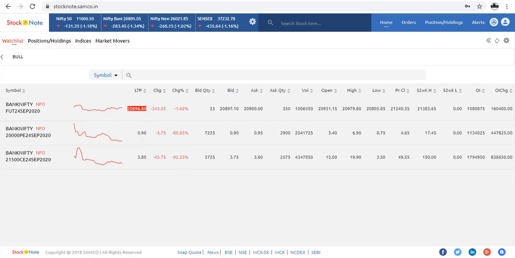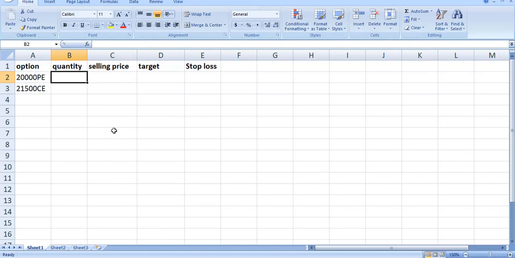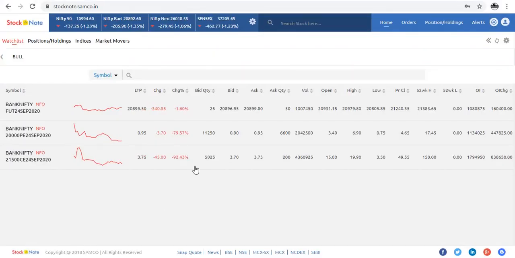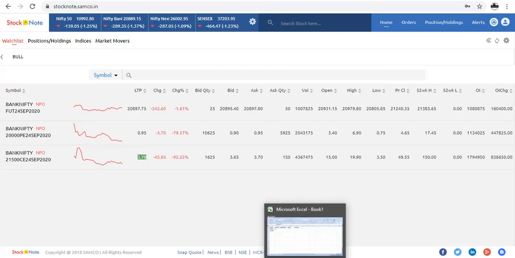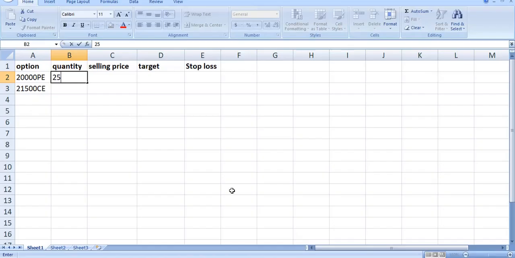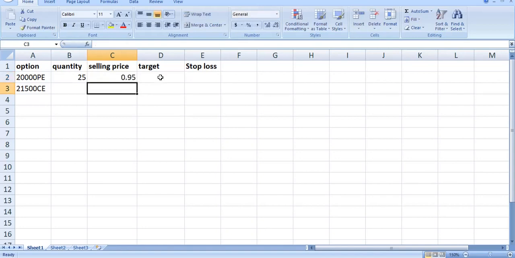Now we will place our limit order at 0.95. Since it is paper trading, I have made an Excel sheet in which I write the price at which I have executed. So for the 20,000 put, our quantity will be 25, and I am placing a limit order at 0.95 price, and our target will be 0.55 and the stop loss will be 20.